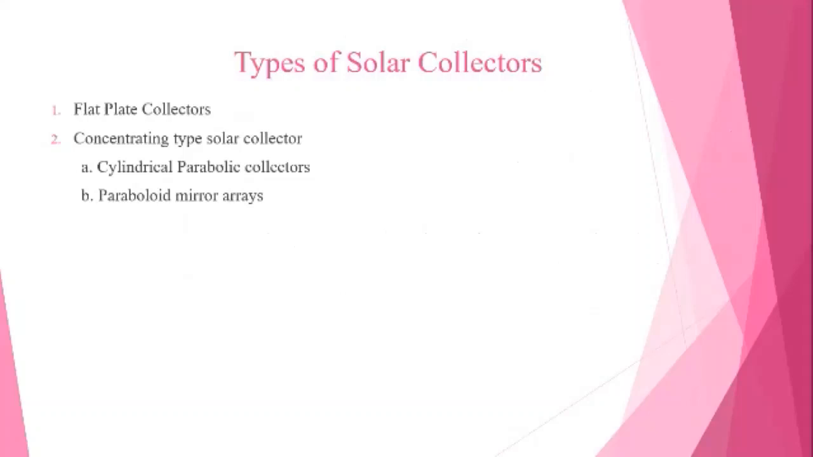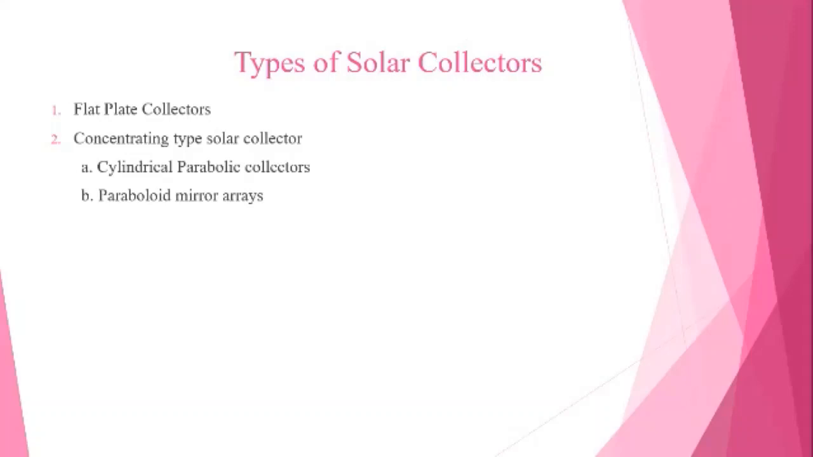Next is the types of solar collectors. What are the types of solar collector? There are mainly two types of solar collector. The first one is the flat plate collector and the second one is the concentrating type solar collector. Concentrating type solar collectors are again divided into two types: the first one is the cylindrical parabolic collector and the second one is the paraboloid mirror array.